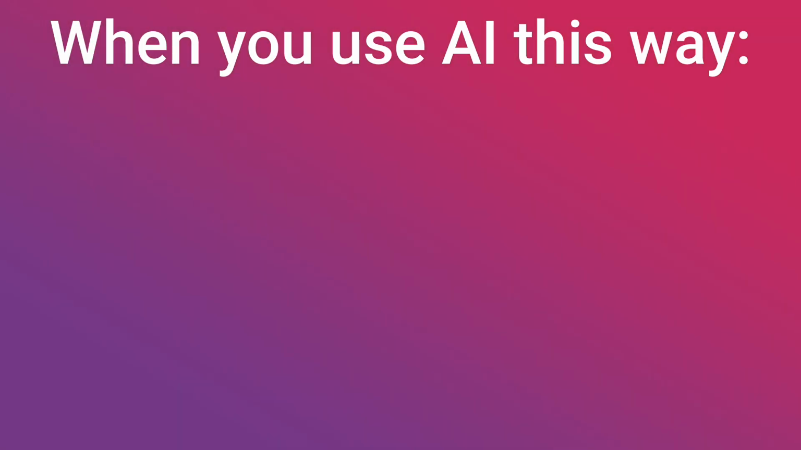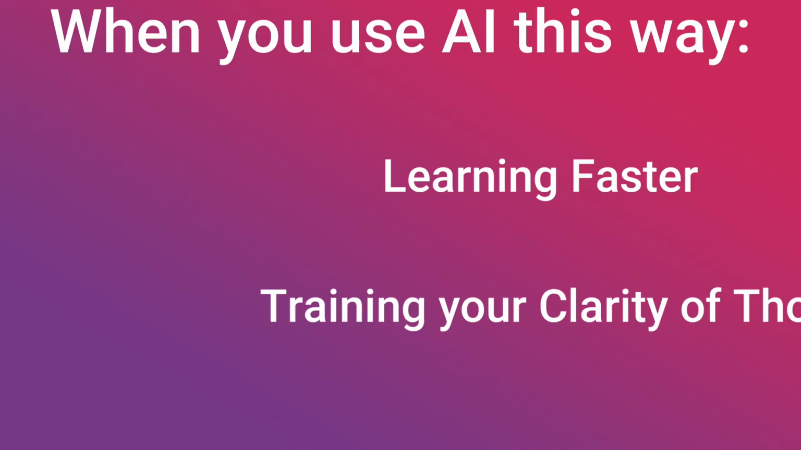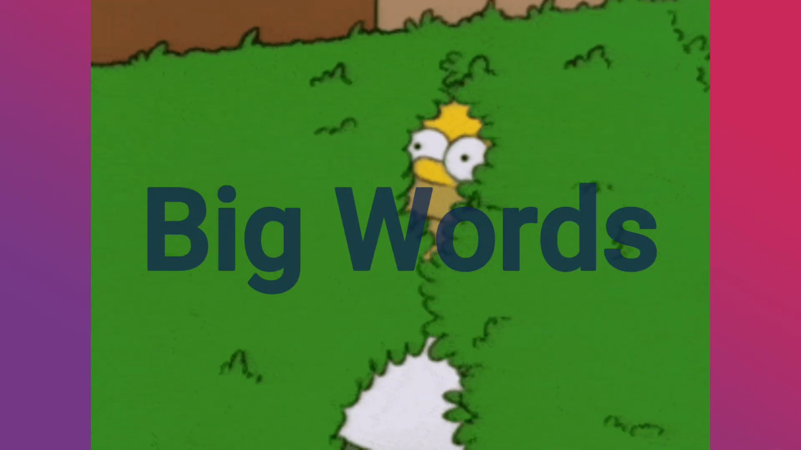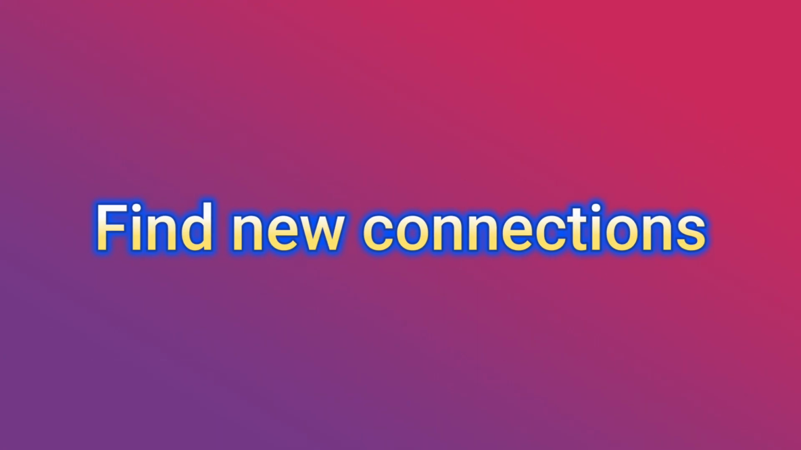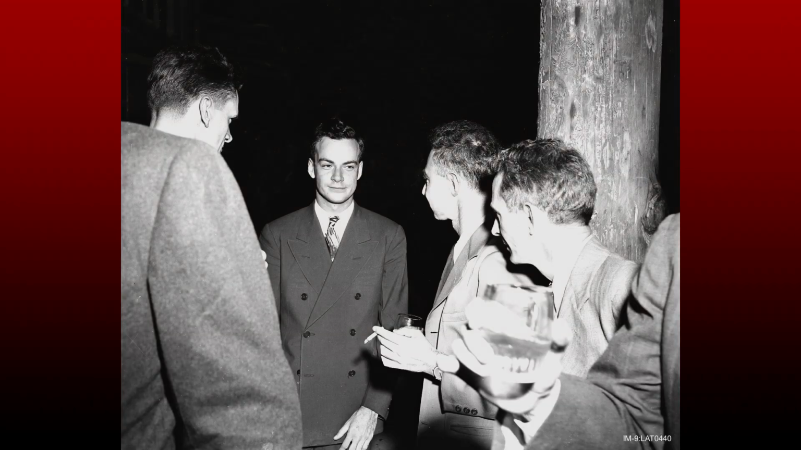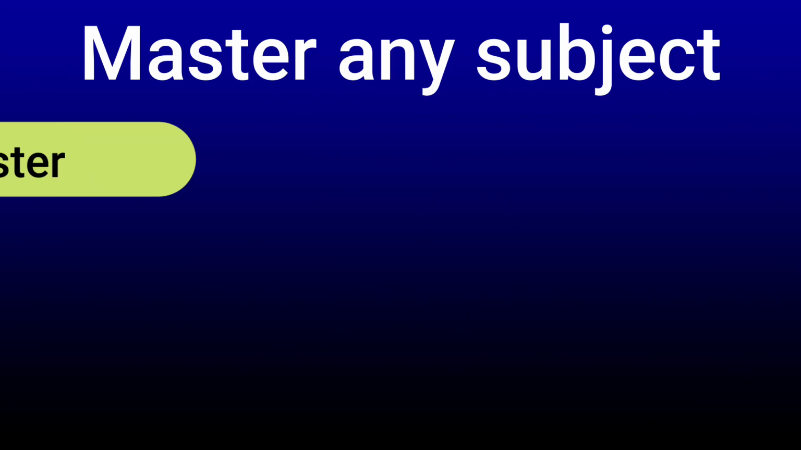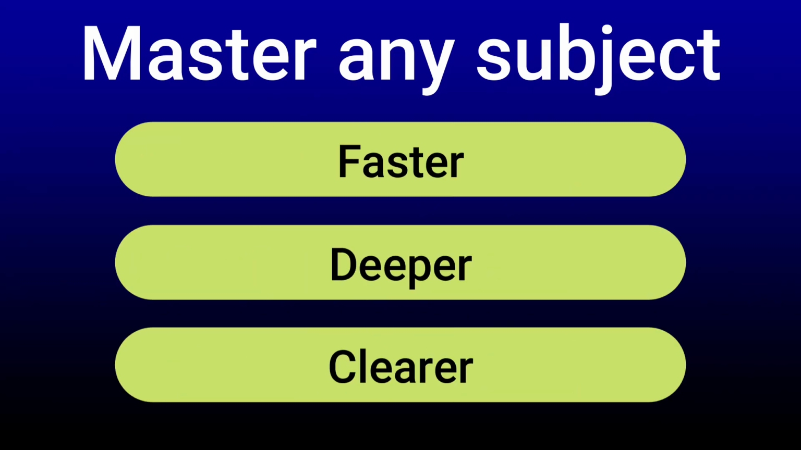When you use AI this way, you're not only learning faster, but also training your clarity of thought. You stop hiding behind big words and you start noticing connections you would otherwise miss. The best part is you develop the rare skill of explaining complex ideas simply, the same skill that made Feynman unforgettable. In an age where everyone sounds smart, clarity wins. With AI as your partner, you can master any subject faster, deeper, and clearer than ever before.